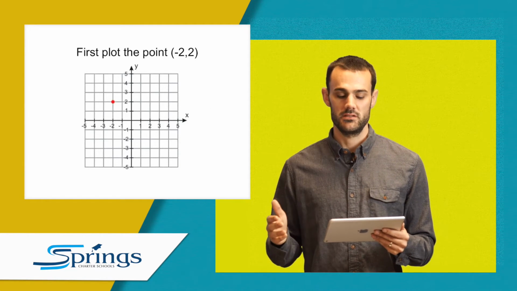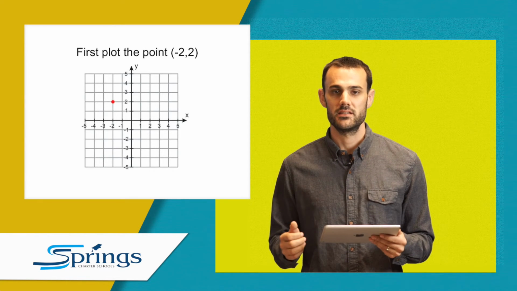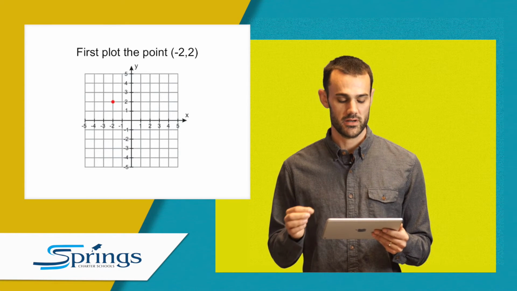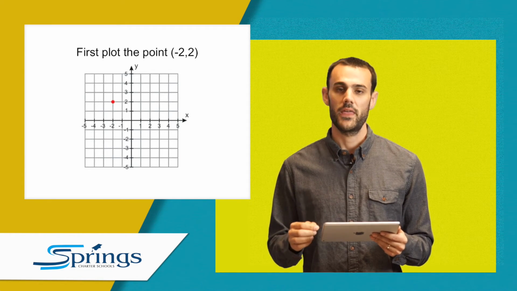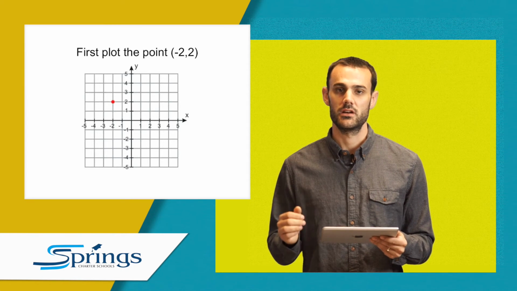So first thing we need to do is go ahead and plot the point (negative 2, 2). I went ahead and did this here on my graph. You can see here I went from the origin (0, 0). I went 2 spots to my left, to the negative side, and then I moved 2 units up, and plotted my point (negative 2, 2).